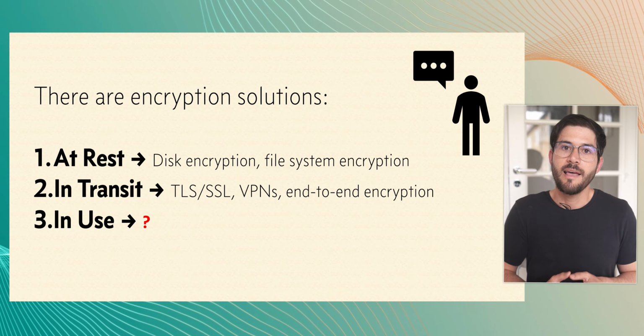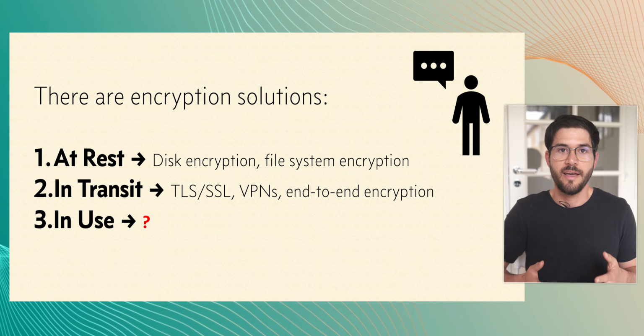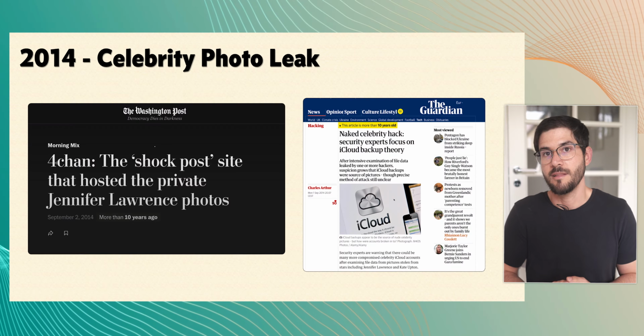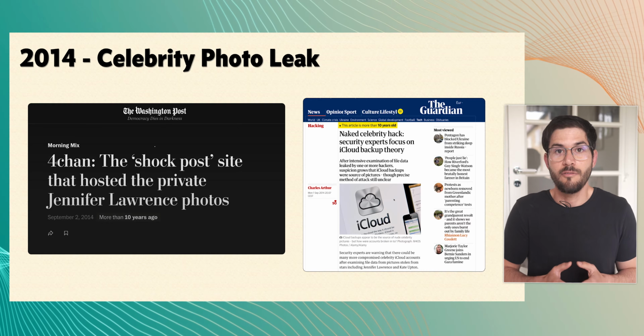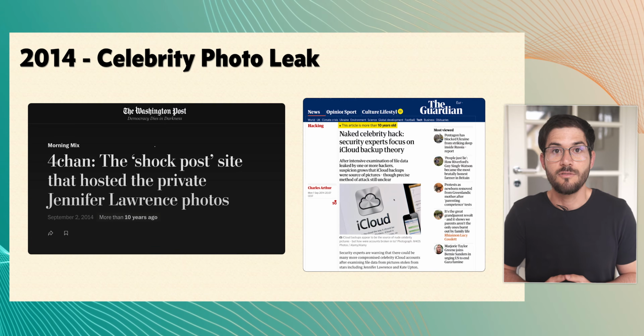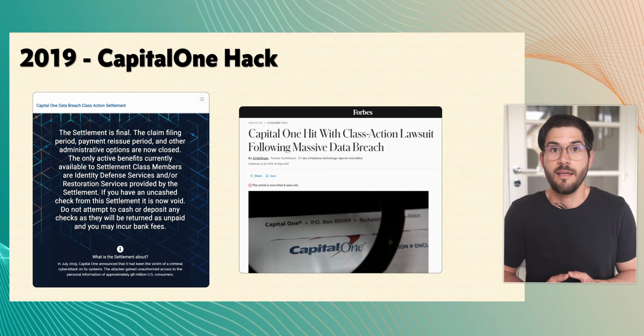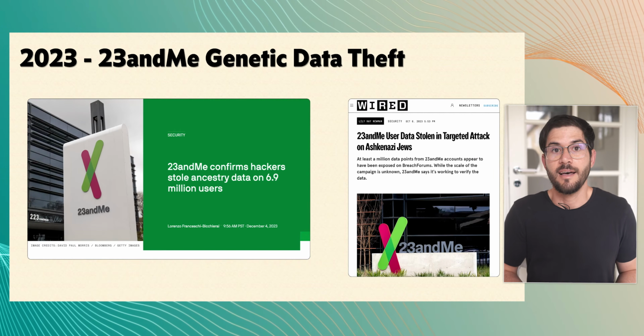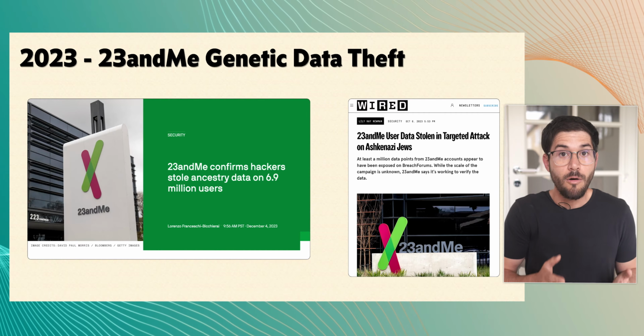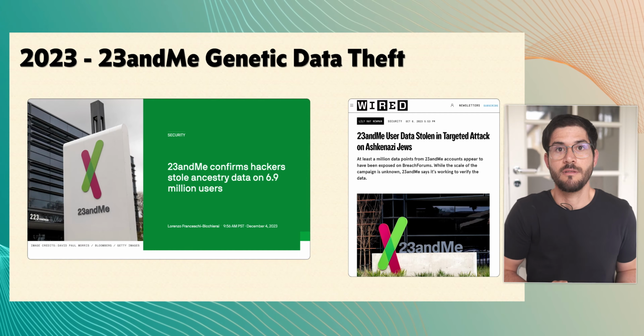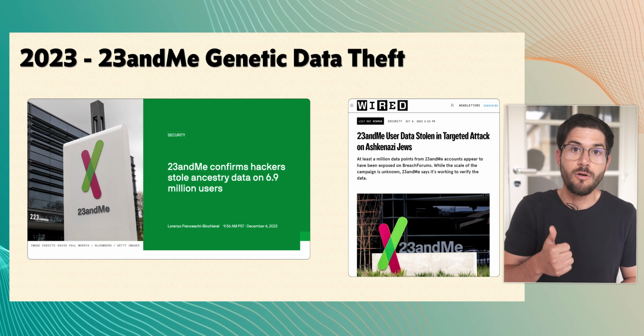If you think about every major data breach you have heard of, for example, the 2014 celebrity photo leak in the Apple Cloud, or the Capital One hack, or the 23andMe genetic data theft, they were all failures of encryption when data was in use or at rest. The moment data gets loaded into memory for processing, if it is not properly encrypted, then it becomes vulnerable.